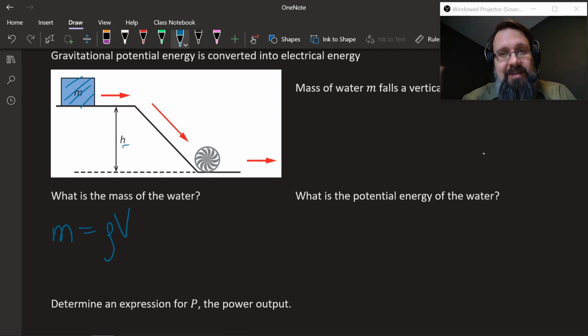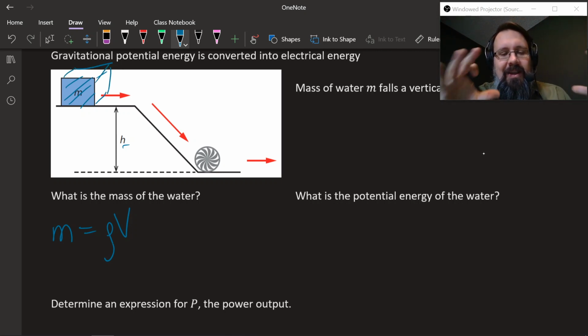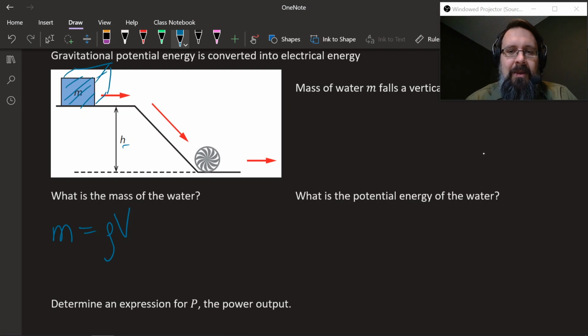That's just from the density, volume, and mass relationship. So the mass of the water is going to be the density of water times the volume of the water. And realize that this thing up here is actually a cube of water, a volume of water that's going to be falling down. So what is the potential energy of the water? Well, potential energy is just mgh.